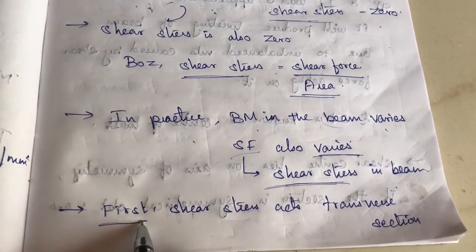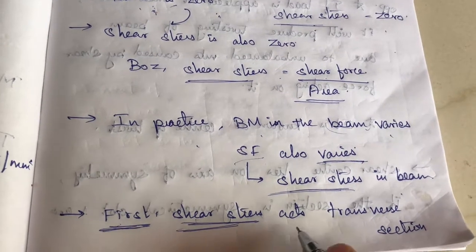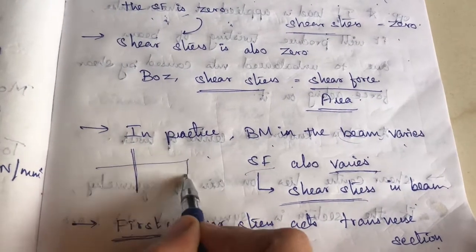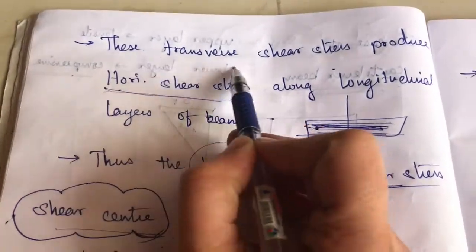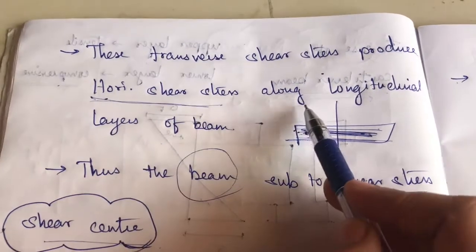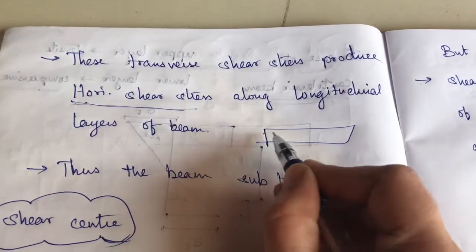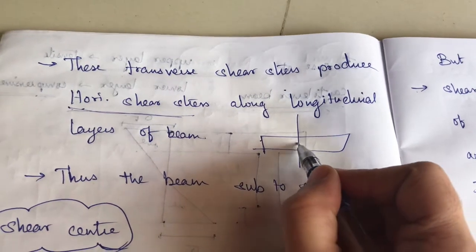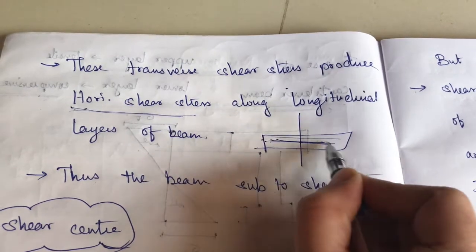Okay. First one, how the shear stress travels. The first thing, the shear stress acts along the transverse section. Like this section. So this is the beam, and it will act along the transverse section. These transverse shear stresses will produce horizontal shear stress along the longitudinal layers of the beam. Okay. So we have seen this is the beam and the transverse shear stress is acting. Due to this, it will produce horizontal shear stress along the longitudinal layers of the beam.